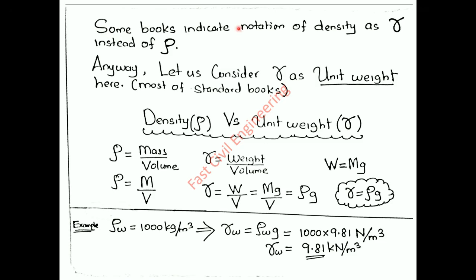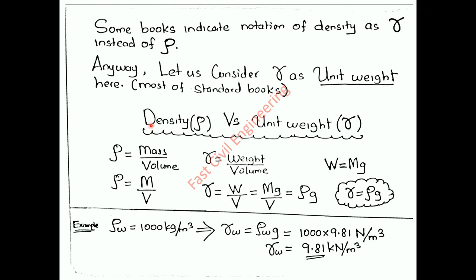Some books indicate the notation of density as gamma instead of rho. That is okay. Anyway, let us consider gamma as unit weight here. According to most of the standard books, we consider gamma as the unit weight, rho as the density. In some books gamma is also density, but in our case we consider gamma as unit weight.